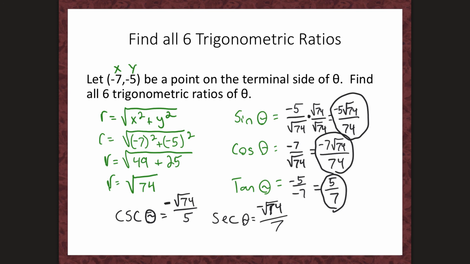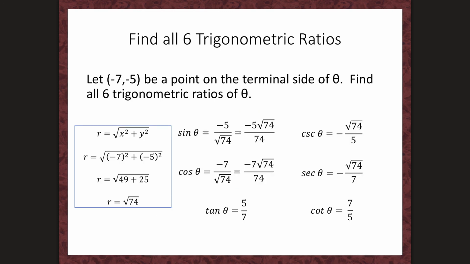And finally, cotangent of theta is 5 over 7. The reciprocal of that will be 7 over 5. That one's nice. Okay, this is kind of messy. Let me give you the neater version. Wow, the neater version. Still pretty great.